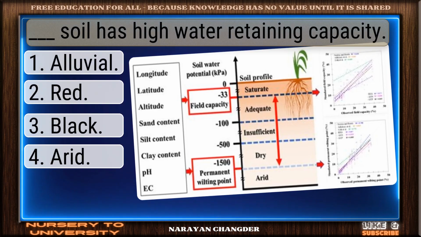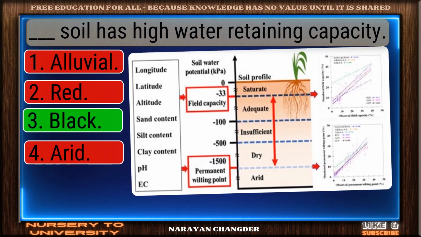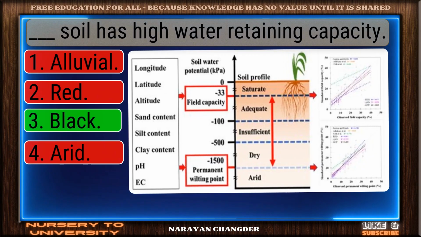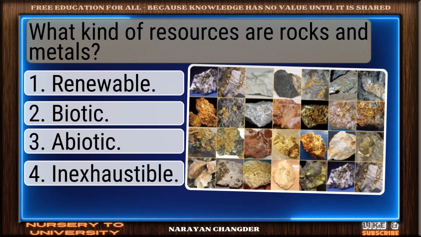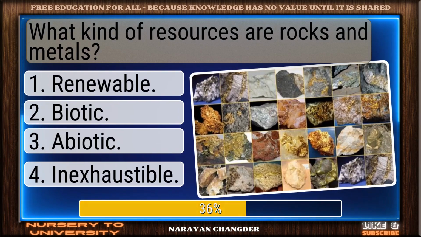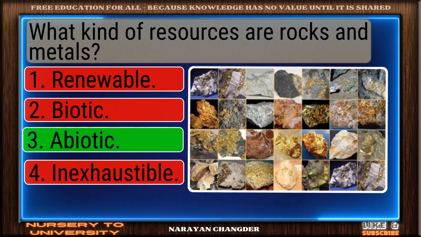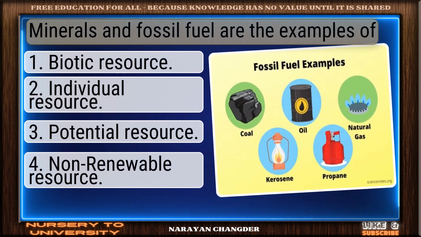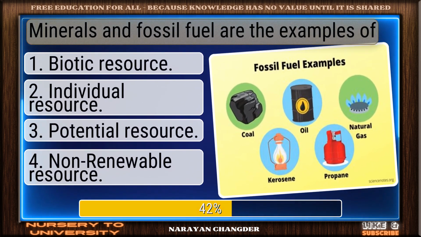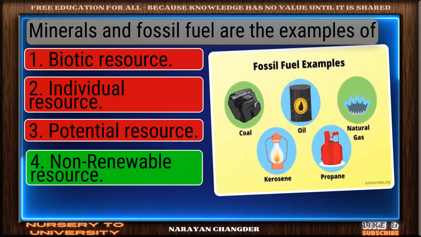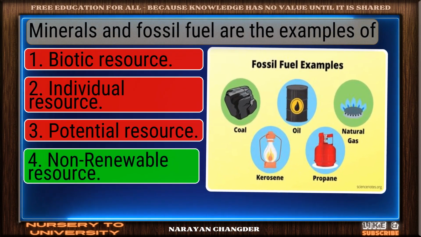Dash soil has high water retaining capacity. Nice work. Black fits perfectly. What kind of resources are rocks and metals? Perfect. Abiotic is the one. Minerals and fossil fuels are the examples of? Exactly. Non-renewable resource makes sense.